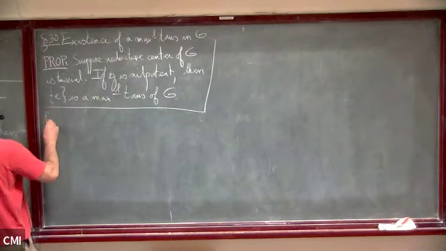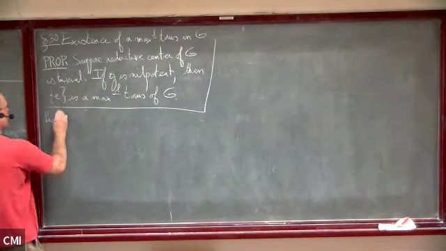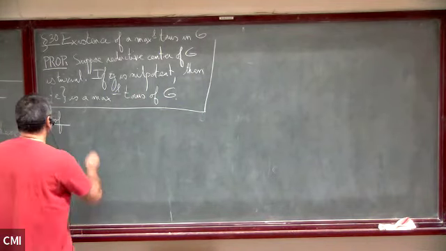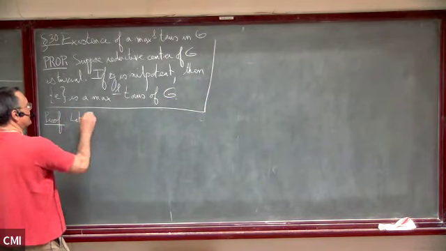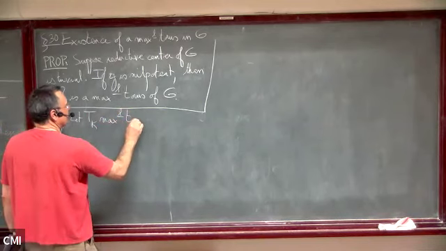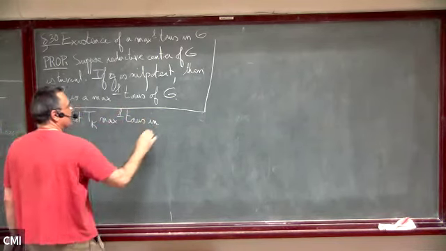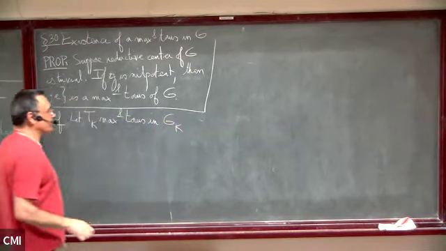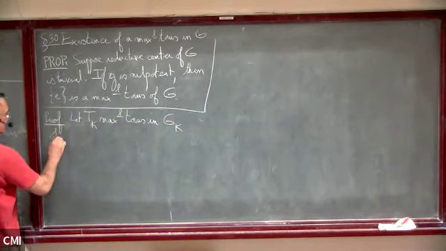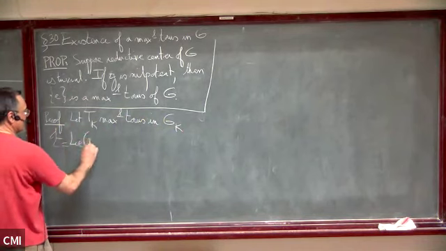Okay, so proof. From now on, K will denote an algebraically closed field, large enough. So let T_K be a maximal torus in G_K, and let us denote by frak t the Lie algebra.